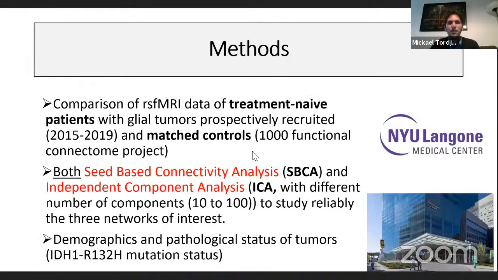These were treatment-naive patients with glial tumors that were prospectively recruited from 2015 to 2019. We also used matched controls from the 1000 Functional Connectomes Project. We used both seed-based connectivity analysis and independent component analysis, and we used different numbers of components to study reliably these three networks of interest. We also correlated with the pathological status of the tumor, and in particular, the IDH1 R132H mutation status.